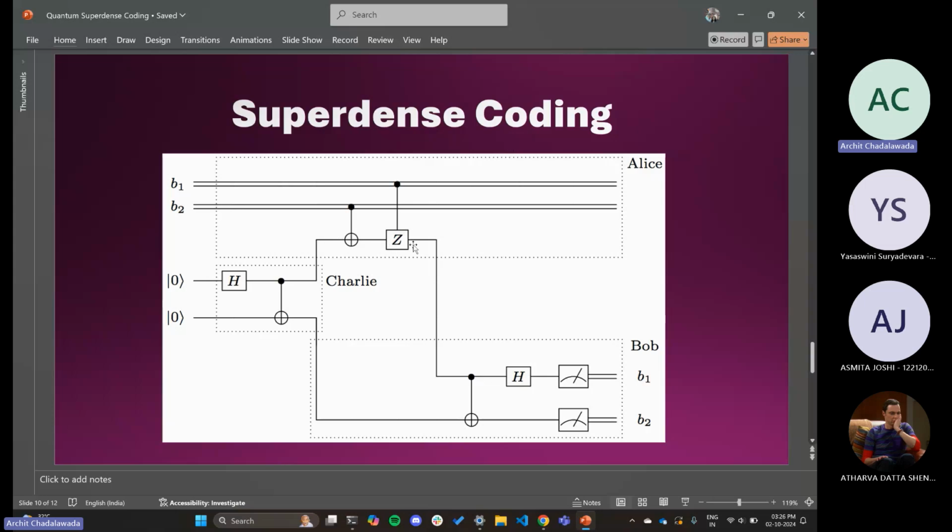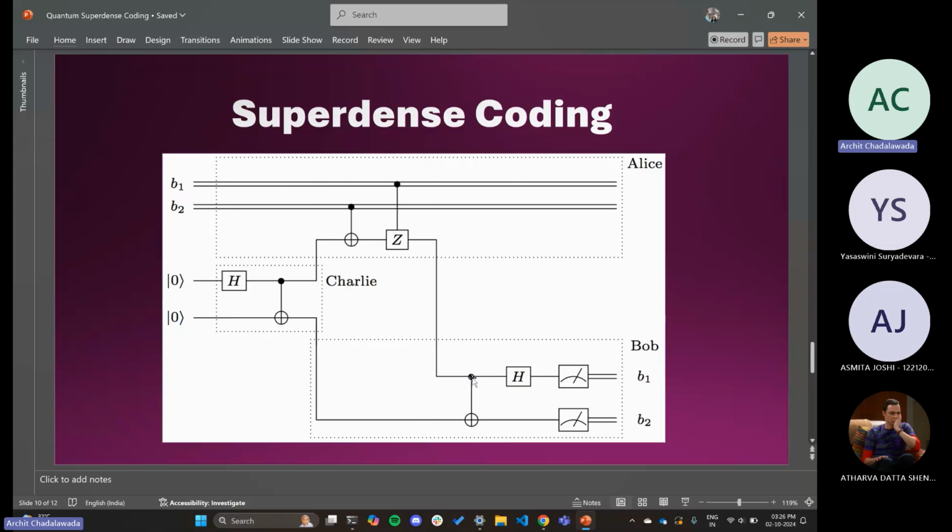So there are basically 4 possible combinations of these bits that we might want to be able to transfer: 0,0, 0,1, 1,0, and 1,1. So accordingly, Alice may or may not apply these gates. Once her qubit has been encoded, once these 2 classical bits have been encoded into her qubit, then she can send her single qubit to Bob.